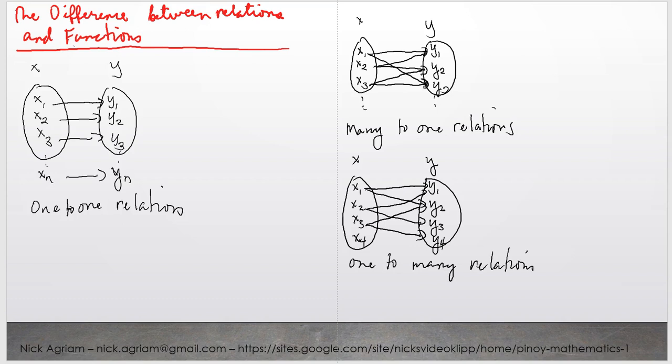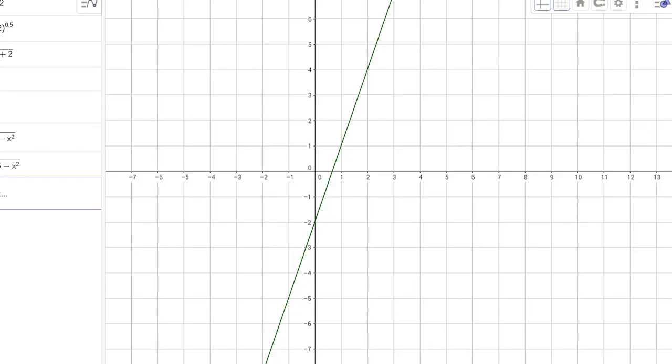I will give you now some graphs of these so that you can see one-to-one. We will start with one-to-one. Here is a graph of a one-to-one function. Why is it one-to-one? All linear functions are one-to-one. They always look like this.